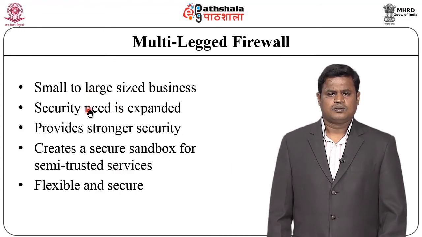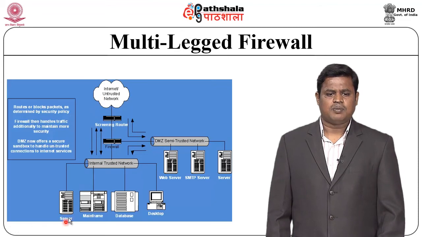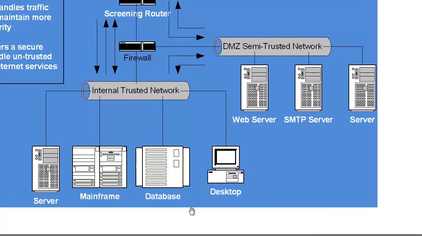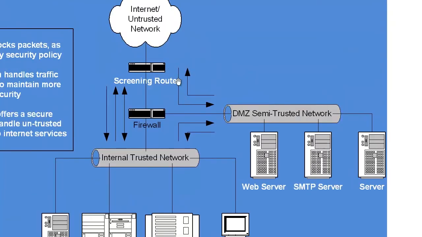So, this explains the operation of your multi-leg firewall. In this case we can understand, first I have an internet and also our end user devices like your servers and also desktops. We know that there is a screening router and a firewall.